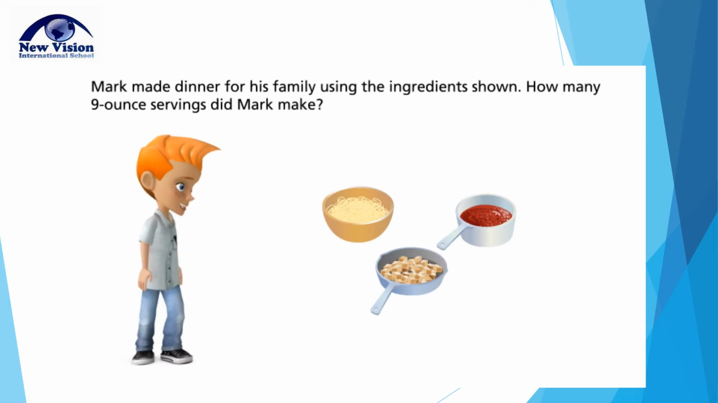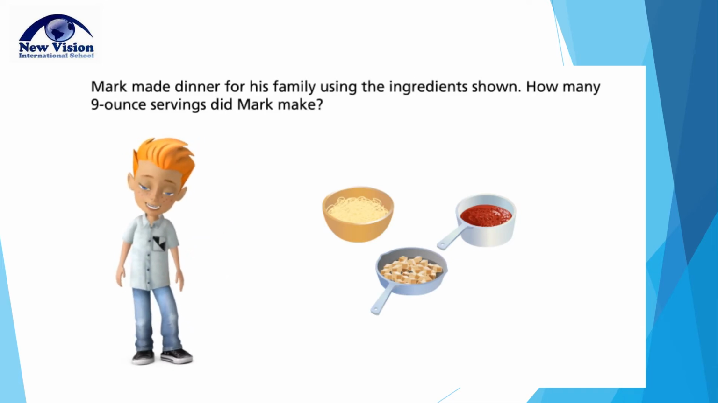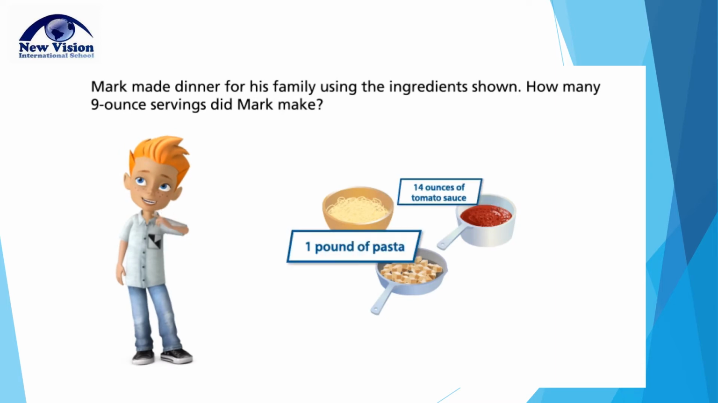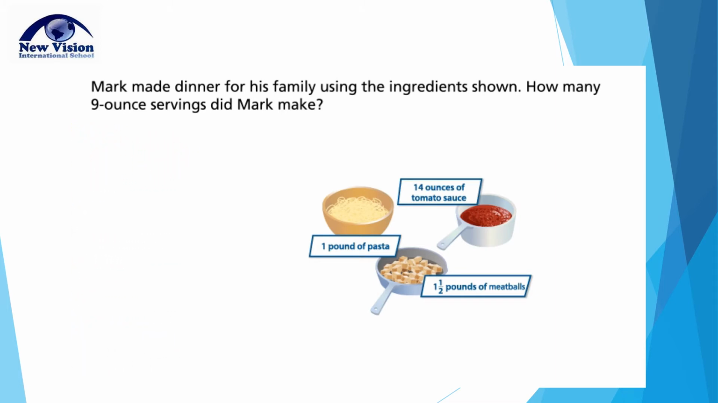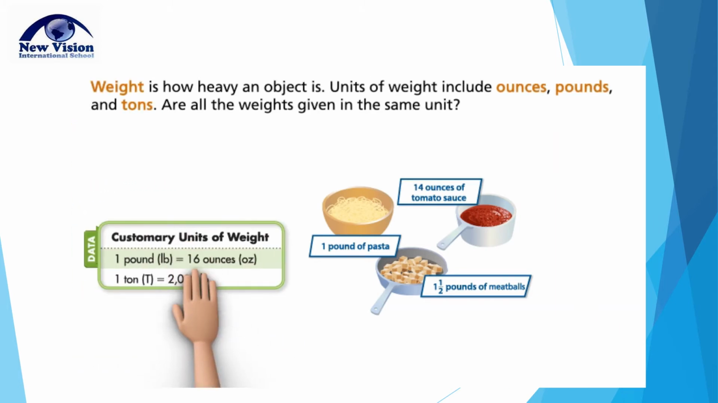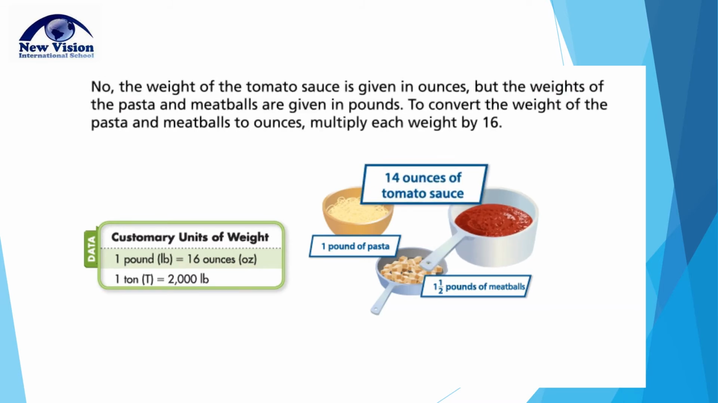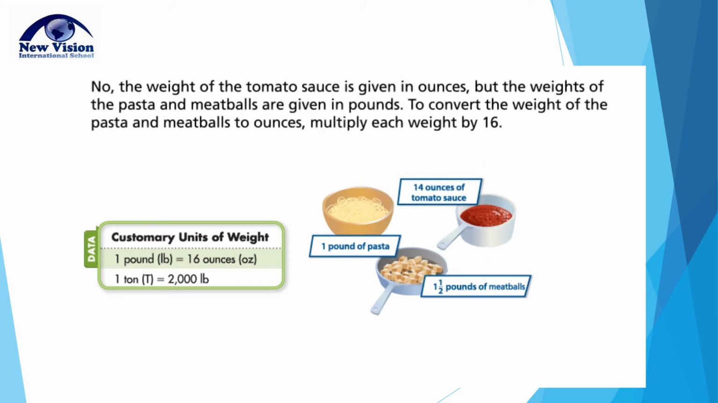Mark made dinner for his family using the ingredients shown. How many 9-ounce servings did Mark make? Weight is how heavy an object is. Units of weight include ounces, pounds, and tons. Are all the weights given in the same unit? No. The weight of the tomato sauce is given in ounces, but the weights of the pasta and meatballs are given in pounds. To convert the weight of the pasta and meatballs to ounces, multiply each weight by 16.